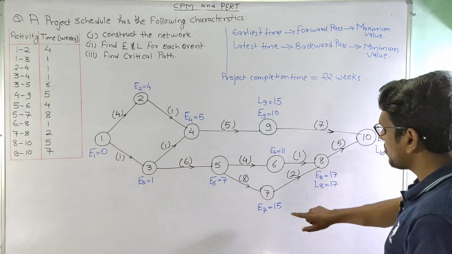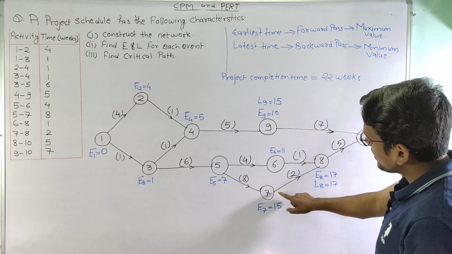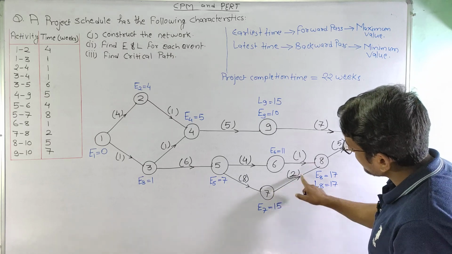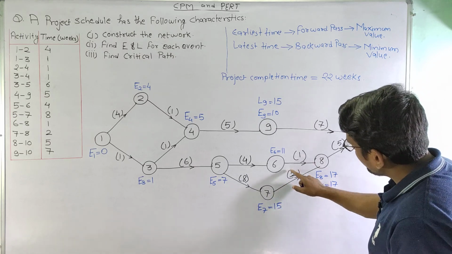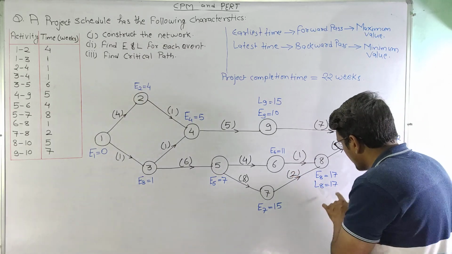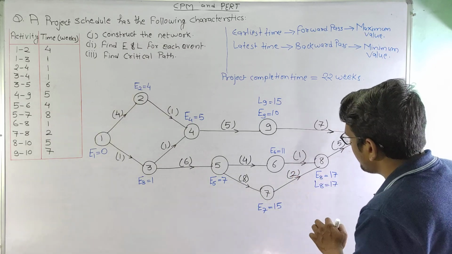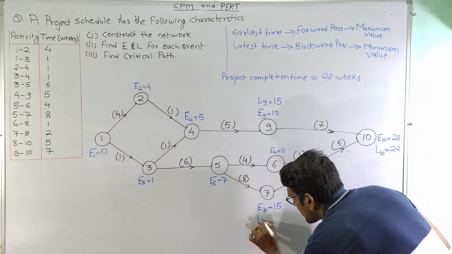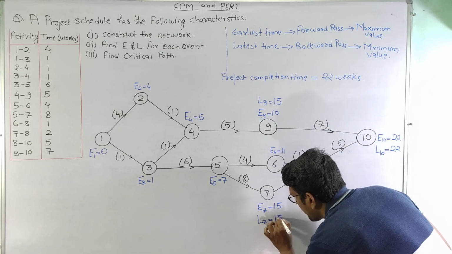Similarly, moving on to node 7, we can see that from 7 also there is a single outgoing arrow. So again we are going to subtract this value from this latest time. So this is 17, 17 minus 2 is 15. So L7 is coming as 15.